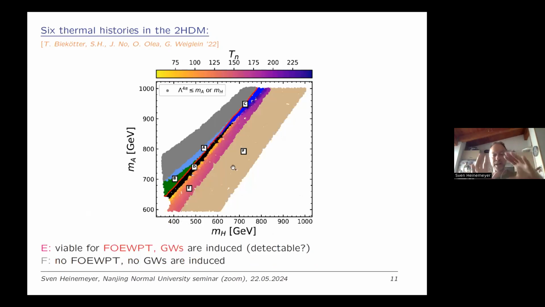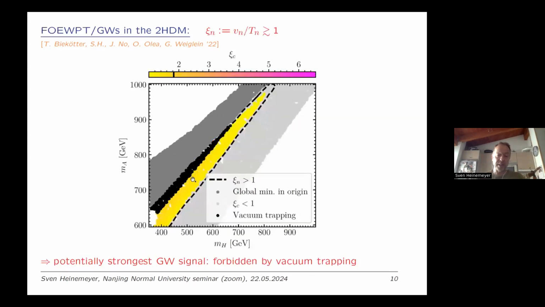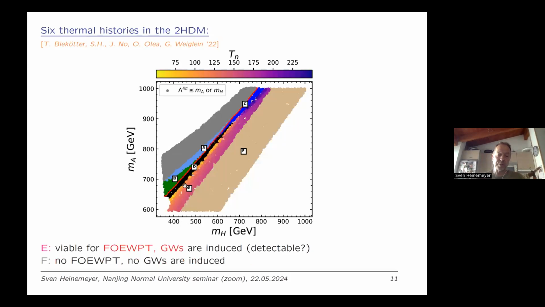Now, in a bit more detail, this is one of the nicest plots, I think, that we have here. We show again the same parameter space, but now we show 6 different areas, and I call this, there are possible 6 thermal histories in the 2HDM. Where this zone E is the one that was indicated here. This is the zone E, now called zone E. And now the color coding actually shows you Tn, which is the VEV at the temperature Tn divided by Tn. So here actually the tunneling takes place.